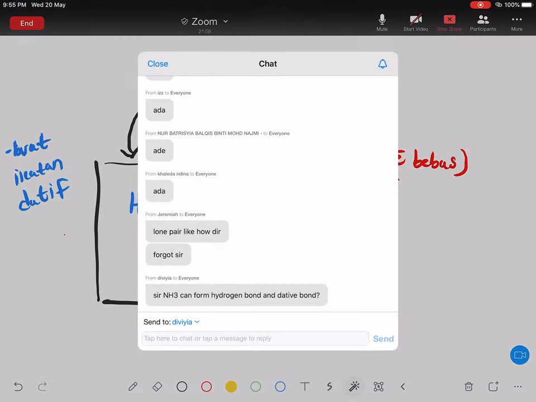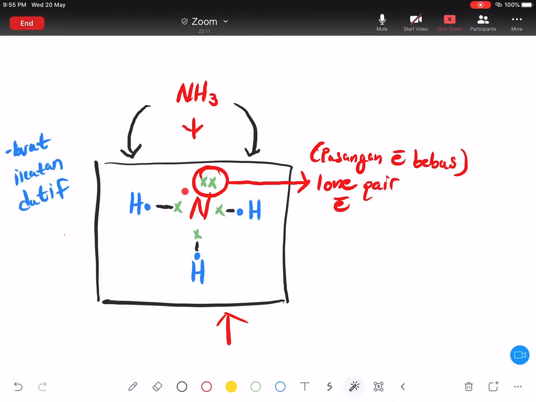Okay, Divya ada soalan. Sir, NH3 can form hydrogen bond and dative bond. Ha, you wait. I will let you know in a short while. So what happened, guys? So this one can make a dative covalent bond. Yes, you're already clear. Very good.